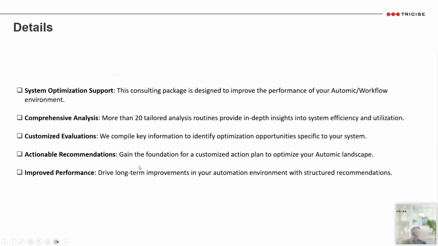The analysis we do covers more than 20 different areas. How many tasks do you start in Automic? Which tasks fail most of the time? We'll see a list on the next slide.